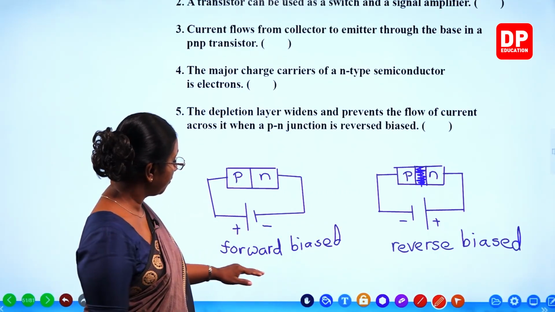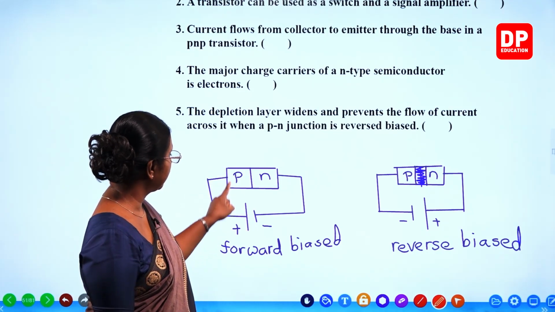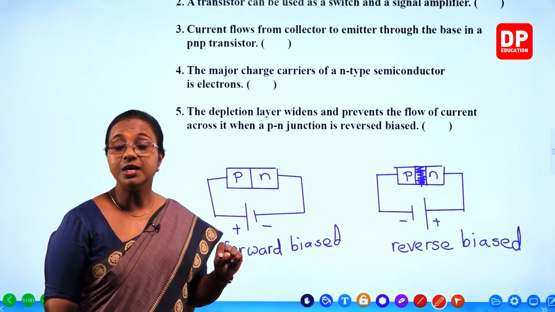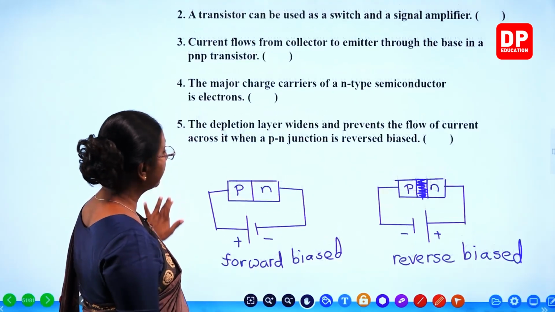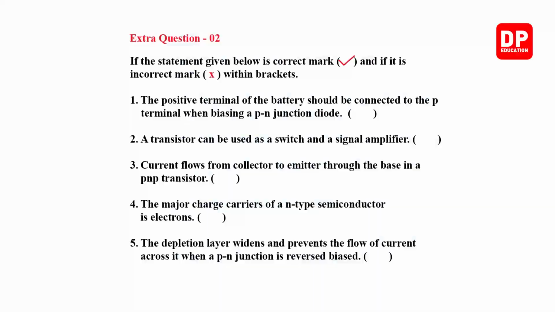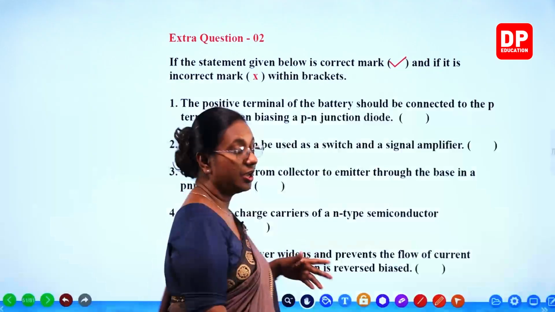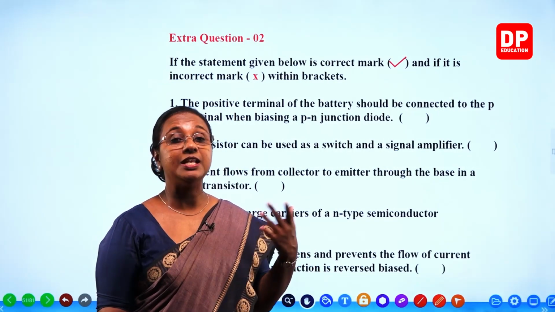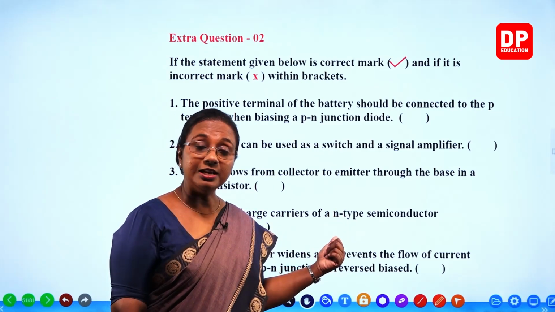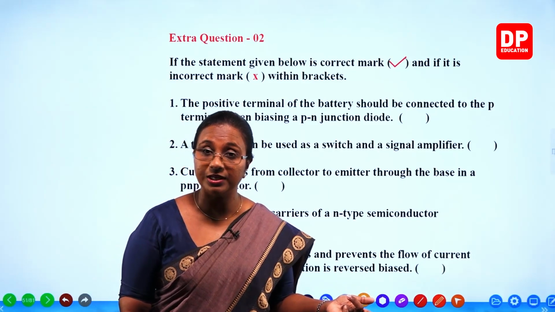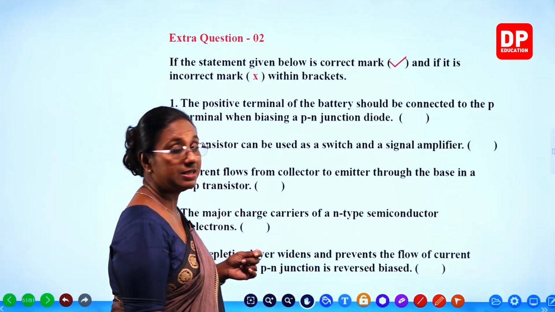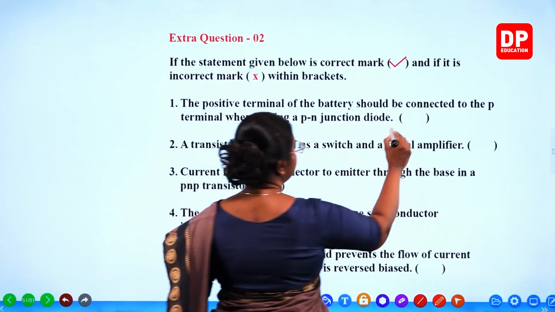So if you want to forward bias it, the positive terminal of the battery has to be connected to the P region of the PN junction diode. So if we look at the statement, the positive terminal of the battery should be connected to the P terminal when biasing a PN junction. For the PN junction to work, we need to forward bias it. So in forward biasing, you all know that the positive terminal has to be connected to the P region of the PN junction diode. So this is correct.